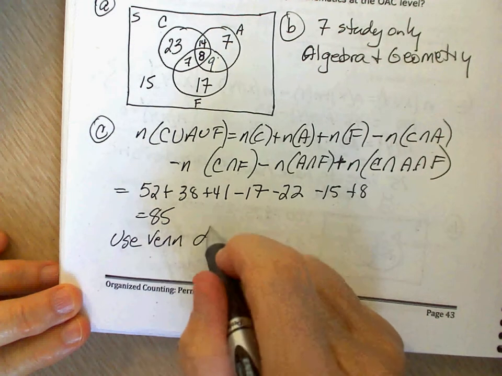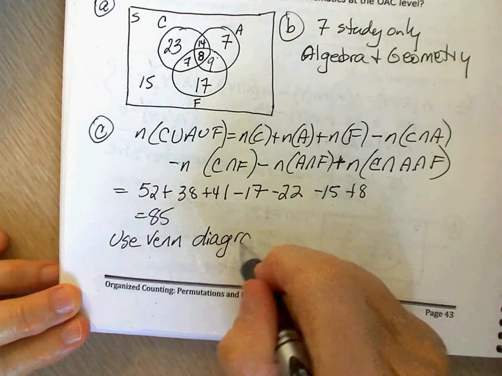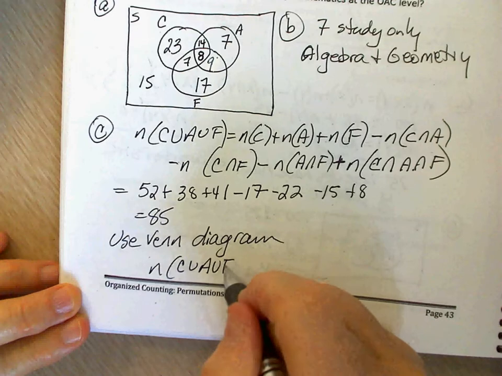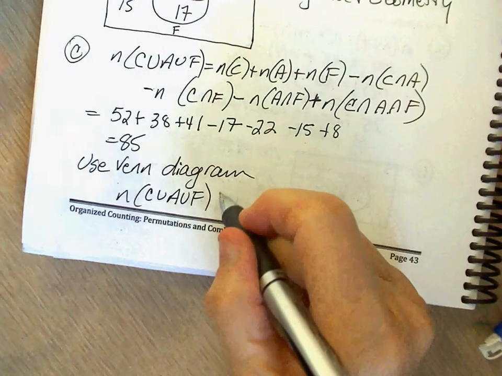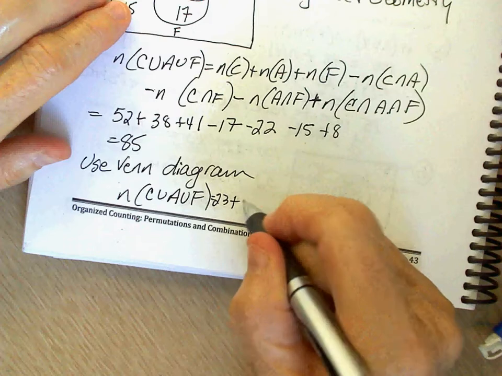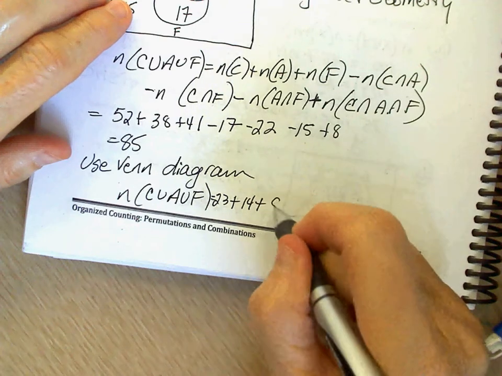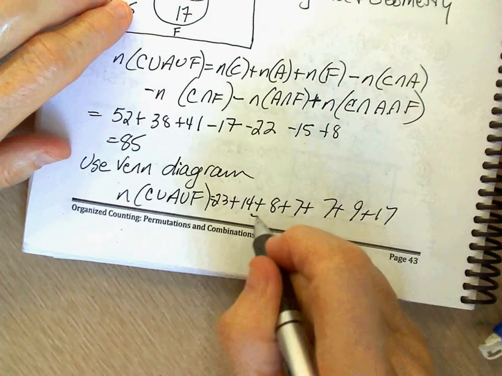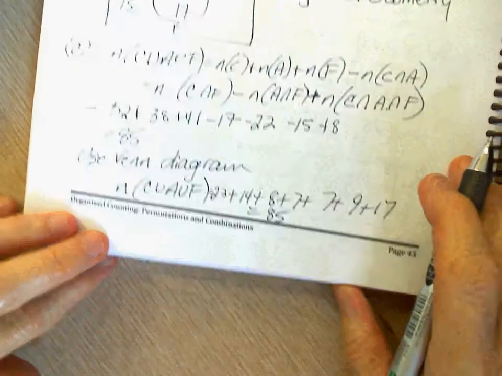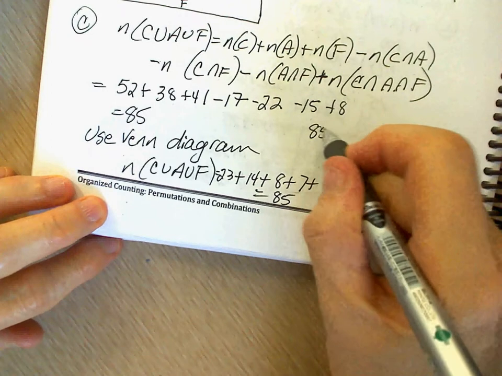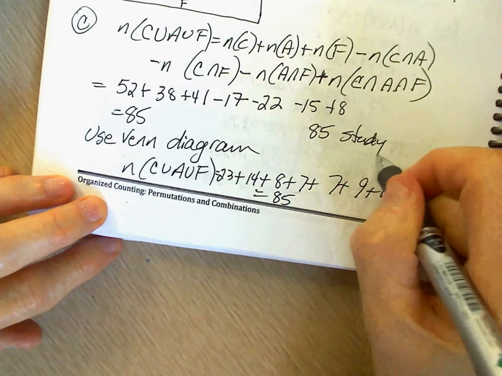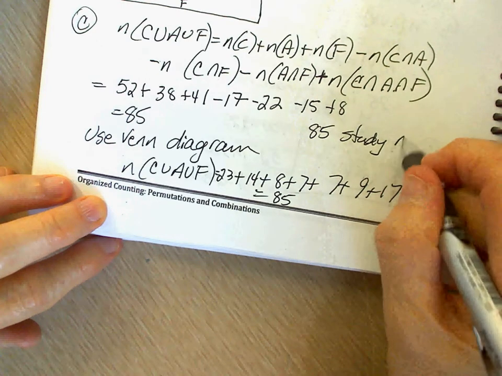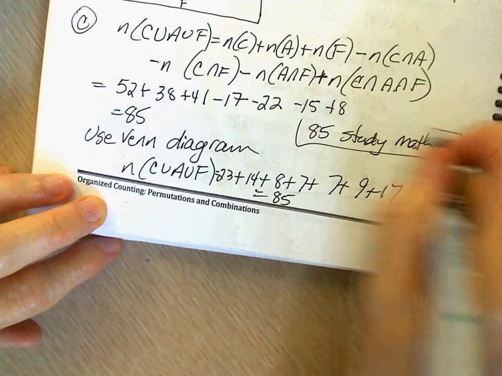Now, if we use the Venn diagram, just to make sure everybody's on board, the number in C union A union F is, we just added all those up, right? 23 plus 14 plus 8 plus 7 plus 7 plus 9 plus 17 equals 85. So 85 study math only. Oh, 85 study math, period. Are we good?